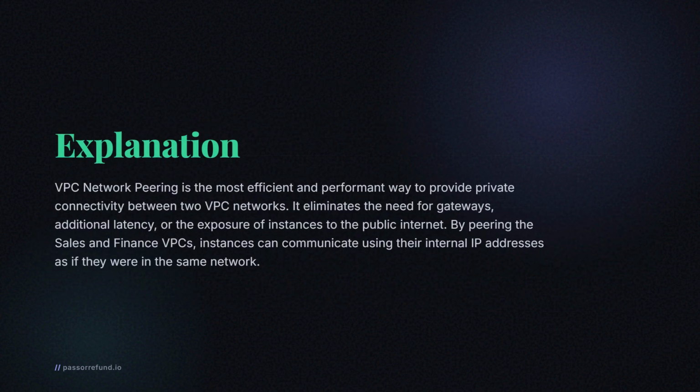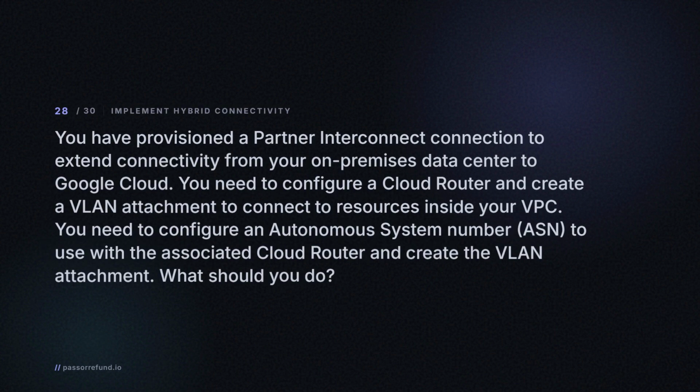The correct answer is C. VPC network peering is the most efficient and performant way to provide private connectivity between 2 VPC networks. Here's another challenge. You've provisioned a Partner Interconnect connection, right? That's to extend connectivity from your on-premises data center to Google Cloud. Now, you need to set up a Cloud Router and create a VLAN attachment to connect to stuff inside your VPC. Also, you'll need to configure an autonomous system number, ASN, to use with that Cloud Router and then create the VLAN attachment. So, what should you do?